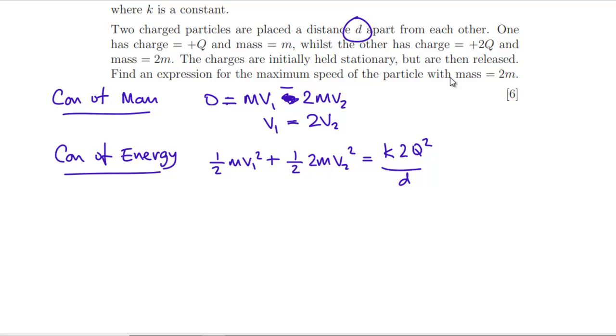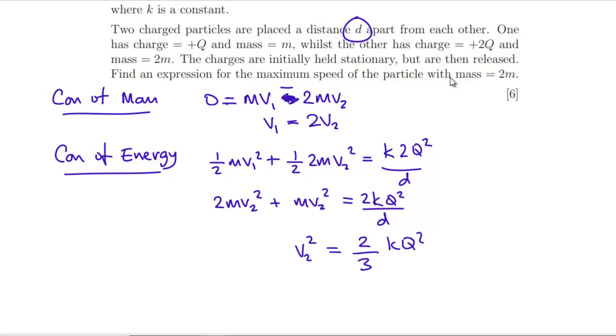So what have we got? We've got v1 squared, so it's going to be 2mv2 squared plus mv2 squared. Okay, so that's 3mv2 squared is 2kq squared over d. So that means we've got v2 squared is going to be 2/3. Well, we've got a k, a q squared, an m and a d. Right, so v2 is just the square root of all of that.